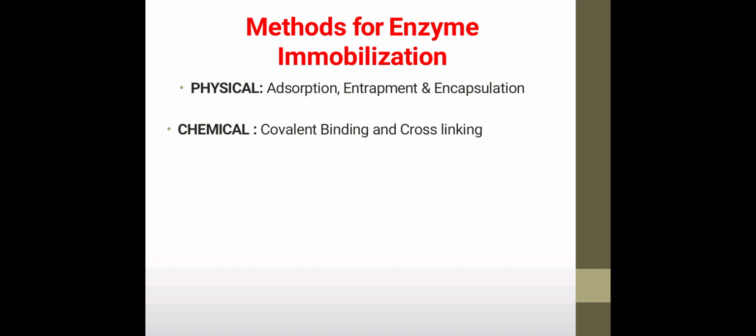And in this slide, you can see the methods that are used for enzyme immobilization. Actually, two methods are generally followed. First one, physical method, and the next method is the chemical method. So we will see what are those physical methods: adsorption, entrapment, and encapsulation. So these three methods come under the physical method, and under the chemical method, covalent binding and cross-linking methods. So totally these five methods are commonly considered as the methods for enzyme immobilization.